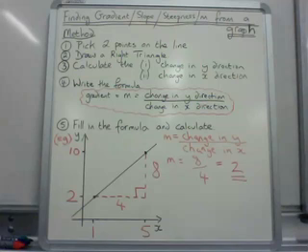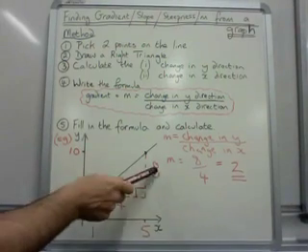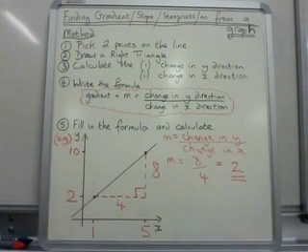Sometimes the answers will be a fraction. Leave them as a fraction. Don't turn the numbers into decimals. Unless these distances you're working out in decimals, then you can have a decimal answer. Okay? So that's how you work out gradient.